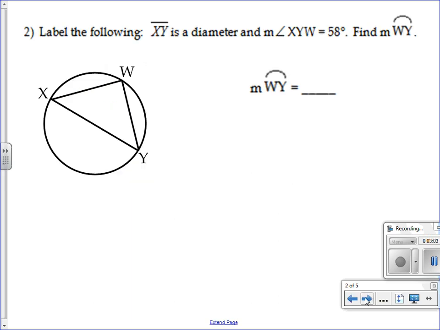All right, next problem, number 2. The answer for the measure of arc WY is 64 degrees. So again, if you got this correct, feel free to move on to the next problem.